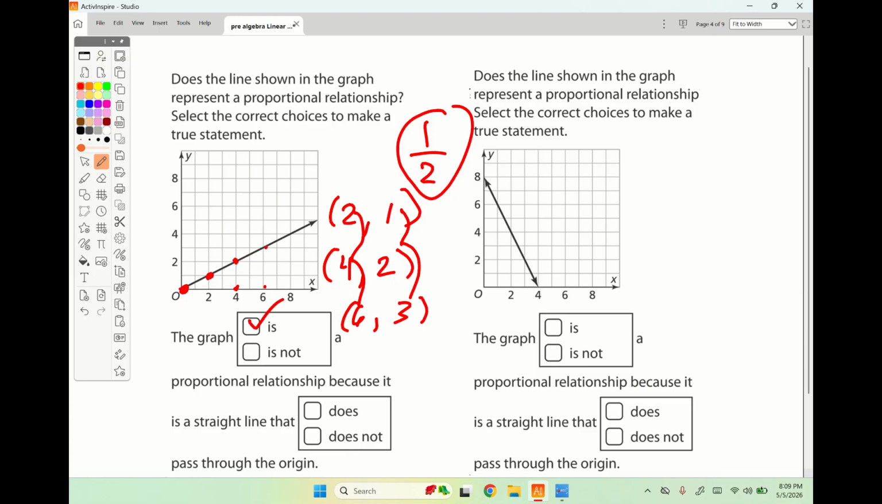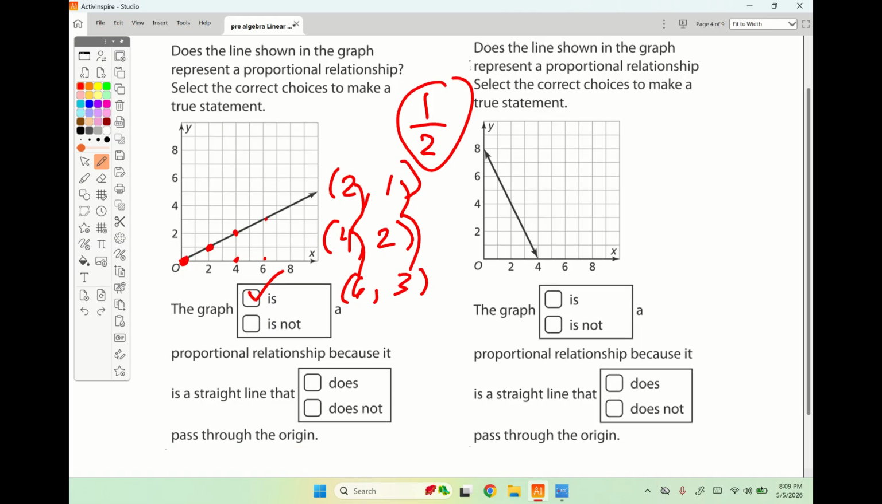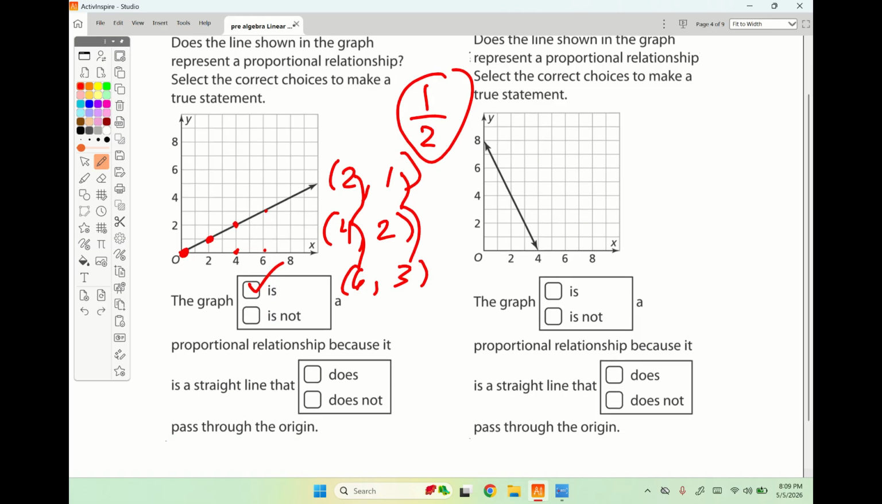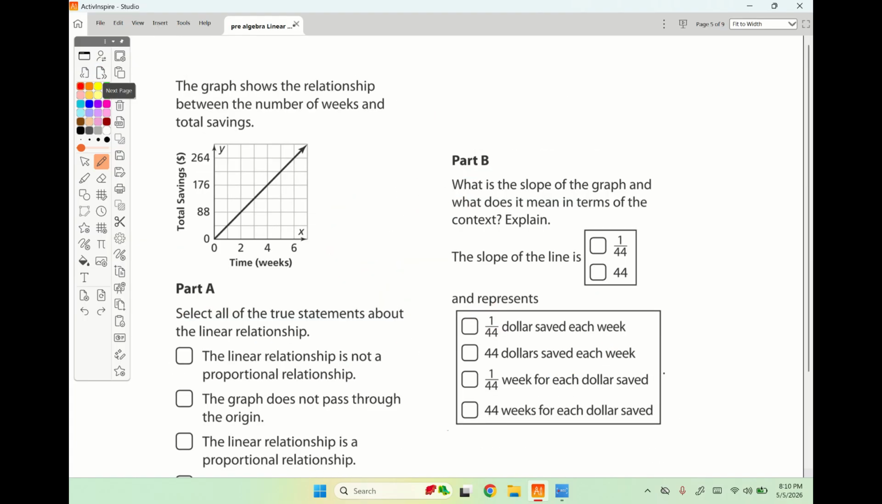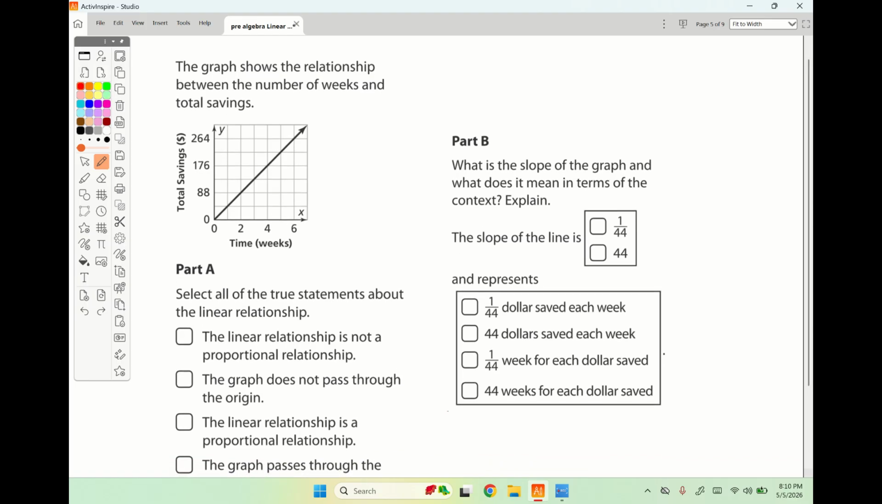Alright, let's keep it moving here. So here, straight line that goes through 0, 0. So it does represent a proportional relationship. Let's look for that answer. Check that box. And it does pass through the origin, so we check pass through the origin. Pretty simple. And now part B is what is the slope of the graph. So to do that, you have to mark a couple dots.